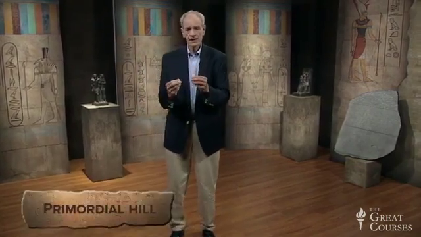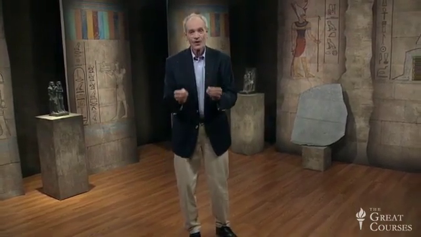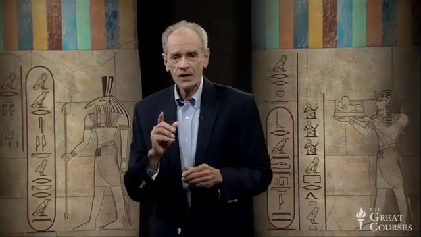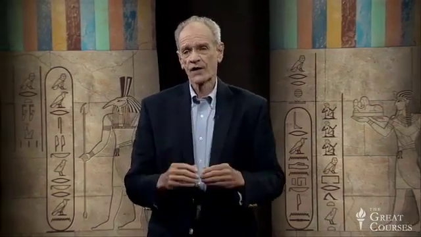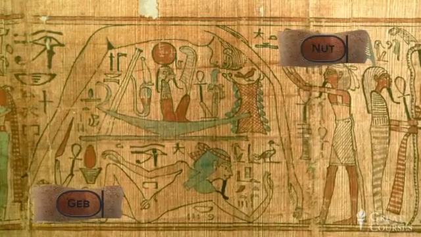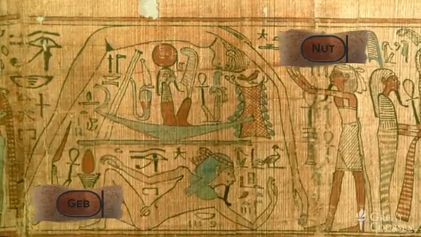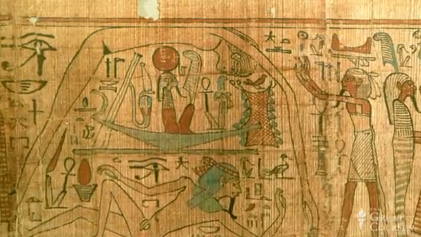The primordial hill on which Atum appeared is central to Egyptian religion. The priests of the various temples each claimed that their temple was built on the spot where the primordial hill emerged from the waters of chaos. Now comes the important part. Atum creates more pairs of gods. We have Geb and Nut. Geb is earth and Nut is sky. These are basic elements of the world.